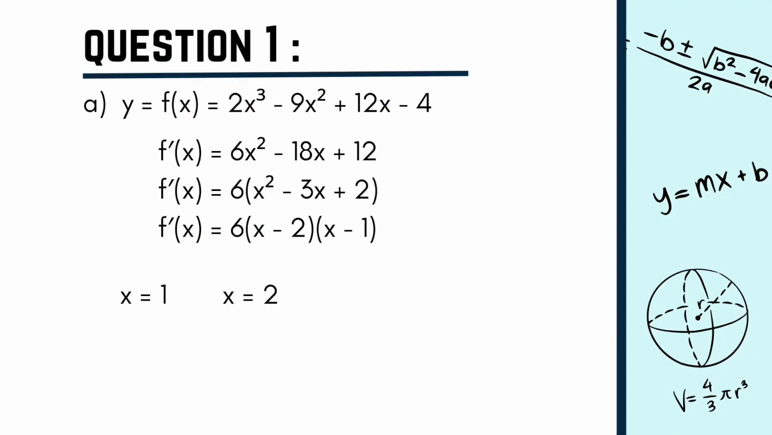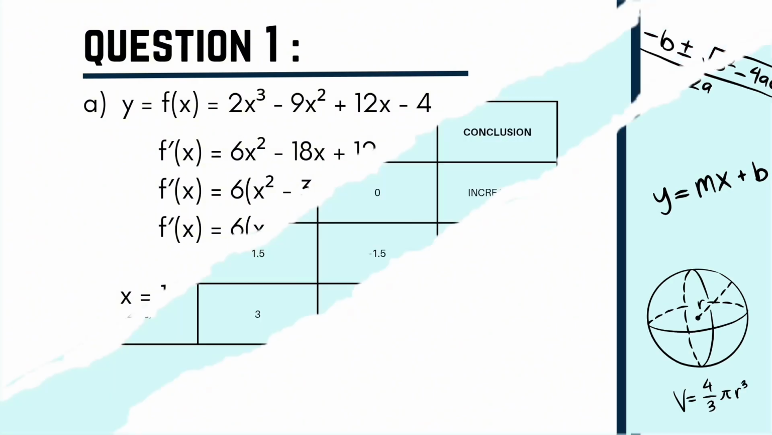So the first step is we need to differentiate the function and it will become 6x^2 minus 18x plus 12. Next, we need to factorize it and we will find x^2 minus 3x plus 2. And lastly, we will factorize again and we will find (x minus 2)(x minus 1). So the critical points are x equals 1 and x equals 2.